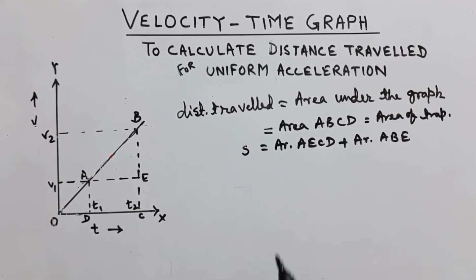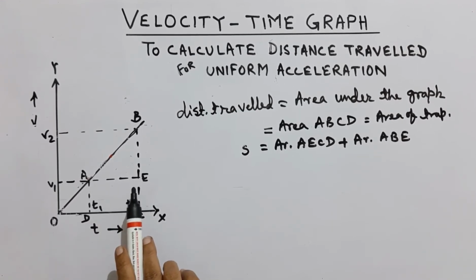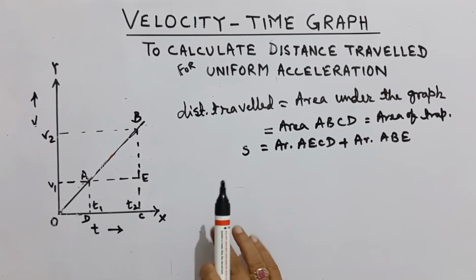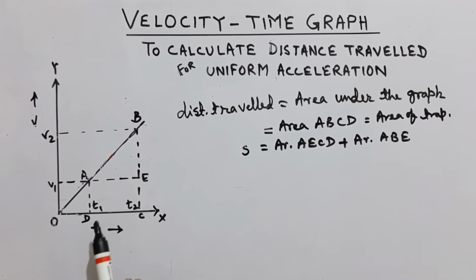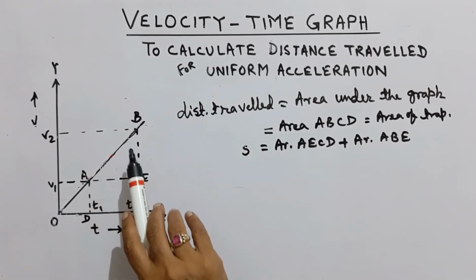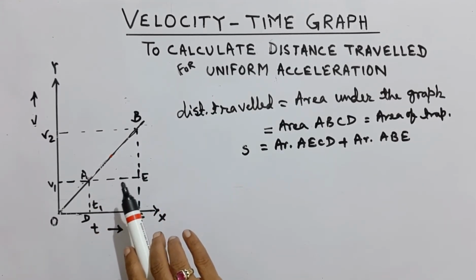Now you may wonder, how is that possible? Because in the previous case, when the velocity was uniform, the area under the graph was a rectangle and the distance travelled was easily calculated. It was simply equal to the velocity into time. But here it is not the same case. As the velocity keeps on changing, we cannot say that we can directly multiply velocity and time. It is not a uniform velocity.